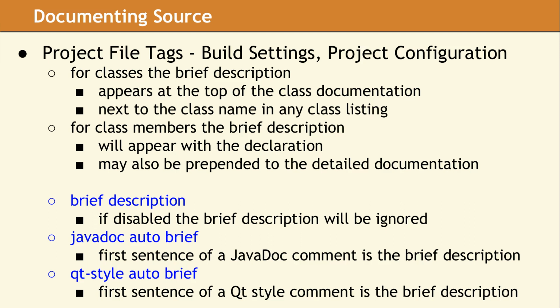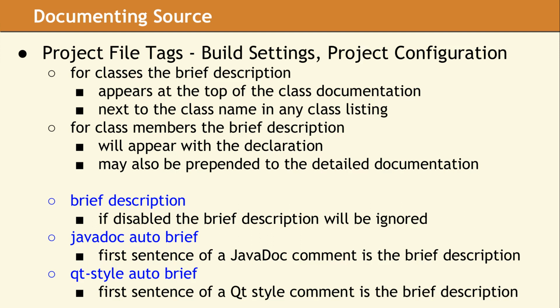The most common place a brief description will be found is at the top of the class documentation. The brief description of a class also appears in any list where class names are displayed. A brief description for a method will appear near the declaration of that method. If you have repeat brief description turned on, it will also appear at the beginning of the detailed documentation.